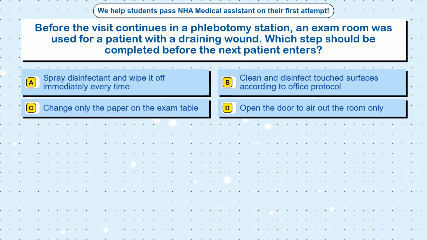Question 71. Before the visit continues in a phlebotomy station, an exam room was used for a patient with a draining wound. Which step should be completed before the next patient enters?